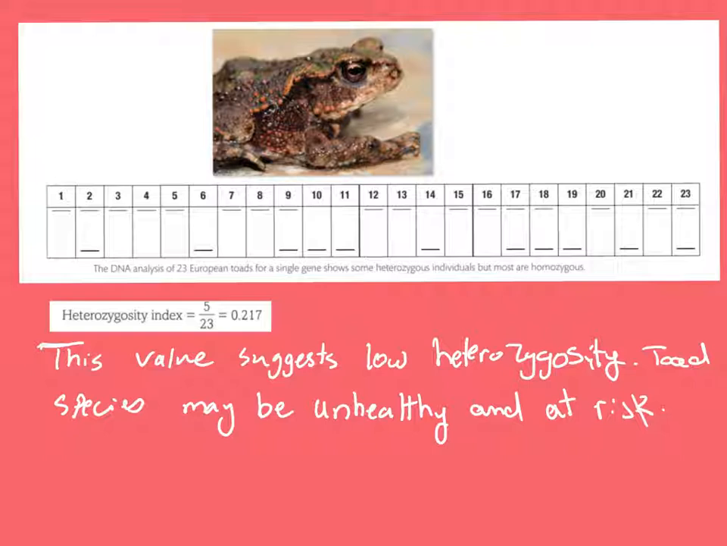If the value is less than 0.5, we consider this value low or quite low. It suggests a low rate of heterozygosity, meaning that the toad species are unhealthy and might be at risk of extinction or being endangered.